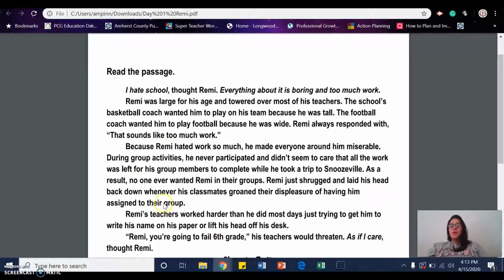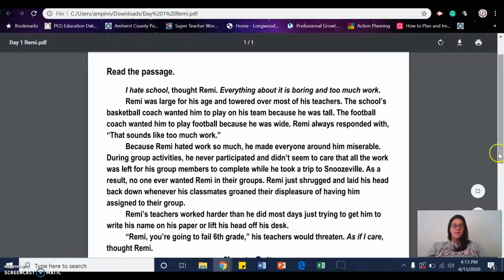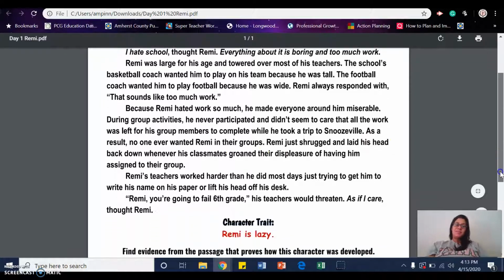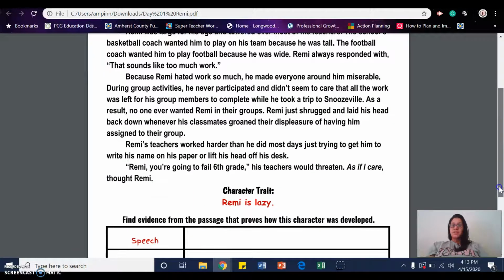As a result, no one ever wanted Remy in their groups. Remy just shrugged and laid his head back down whenever his classmates groaned at their displeasure of having him assigned to their group. Probably because he didn't help out like he should have.